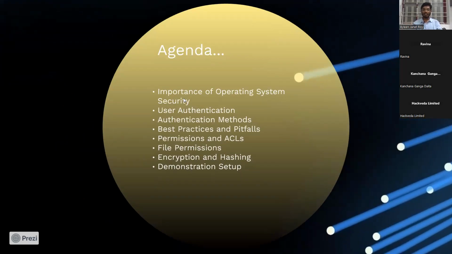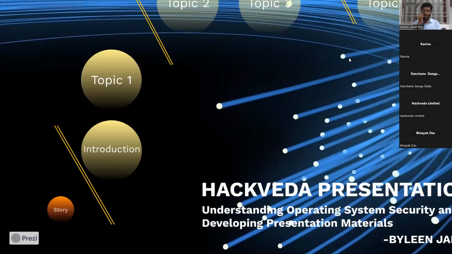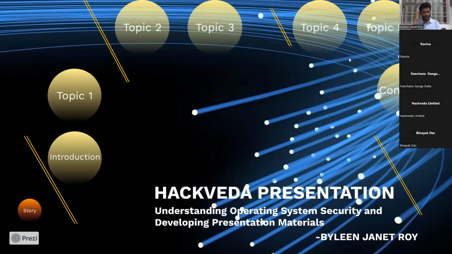And this is the agenda for the presentation. First, we'll be seeing the importance of operating system security, and then user authentication, then authentication methods, the practices and pitfalls, and the permissions and the ACLs. I'll let you know about ACLs and file permissions, encryption and hashing, and the demonstration setup.